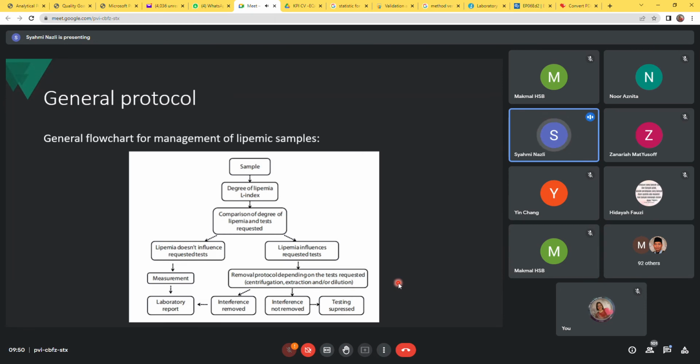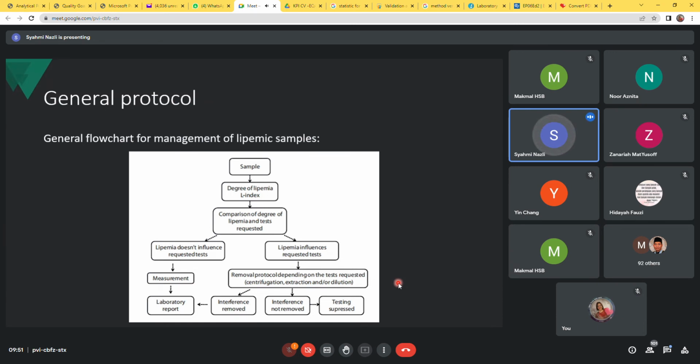So next we go to the protocol. This I got from a journal, where they show the general protocol or flowchart for management of lipemic samples. If you have a sample, you need to confirm the degree of lipemia. Usually we can use the lipemic index, and then we need to check the test method principle itself, because different methods have different levels of lipemic interference.